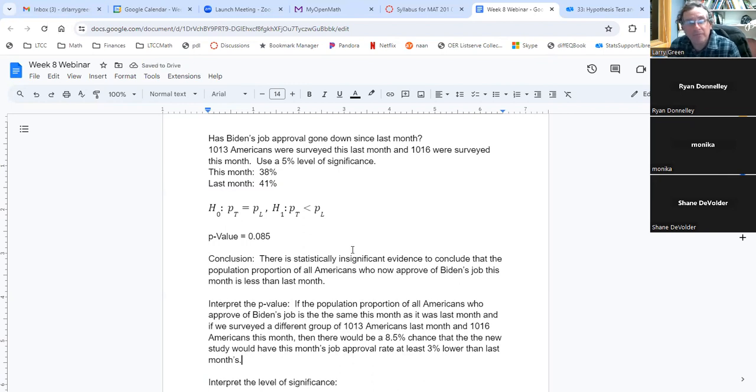How did I get that 3%? Because I know in last week's discussion post, a lot of you had trouble with that part. A lot of you just ignored it and didn't even write that part. You can't just say the job approval rate will be less than last month. It has to be at least 3% lower than last month. How did I get that 3%? You don't need too fancy a calculator brain, but you probably could do it in your head. Yeah, it's the difference between 38% and 41%. So from 41%, it went down to 38%. So that's a 3% drop. Do you see how that works? And that's how I got that 3%. Again, that was something a lot of you had trouble with, getting that number for the p-value. Any questions on this?